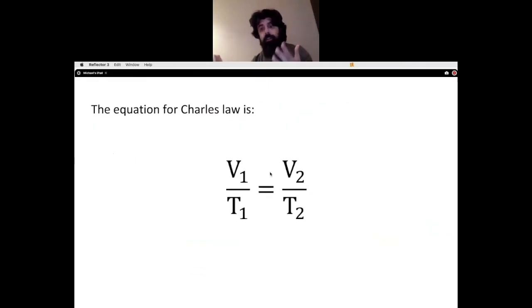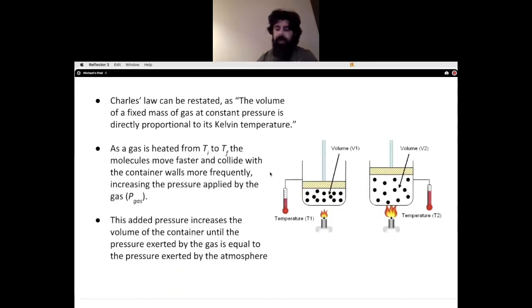So Charles's equation is as such: V1 over T1 is equal to V2 over T2. My advice for the final evaluation is to have these equations handy when you are doing any of the problems, so that you're able to refer to them for the culminating evaluation coming up next week.